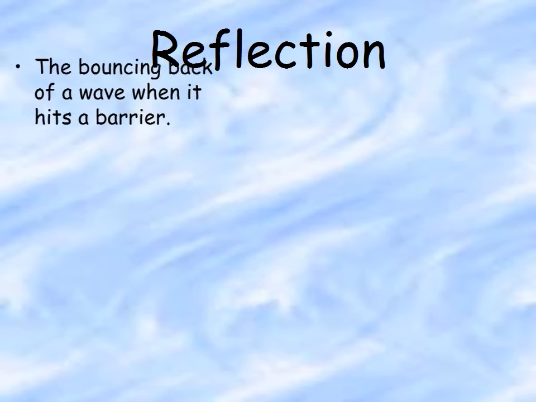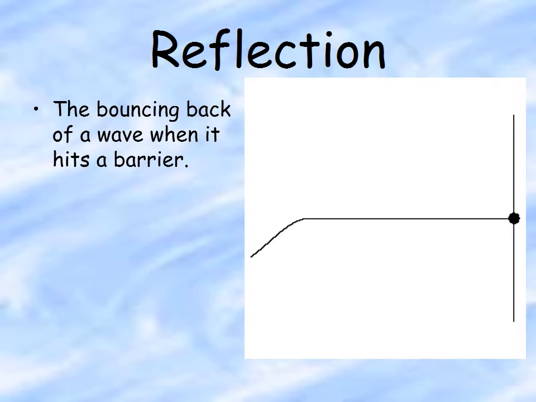Next, we're going to study wave actions. We have 4 wave actions: reflection, refraction, diffraction, and interference. The first one we have here is reflection. Well, reflection is the bouncing back of a wave when it hits a barrier.